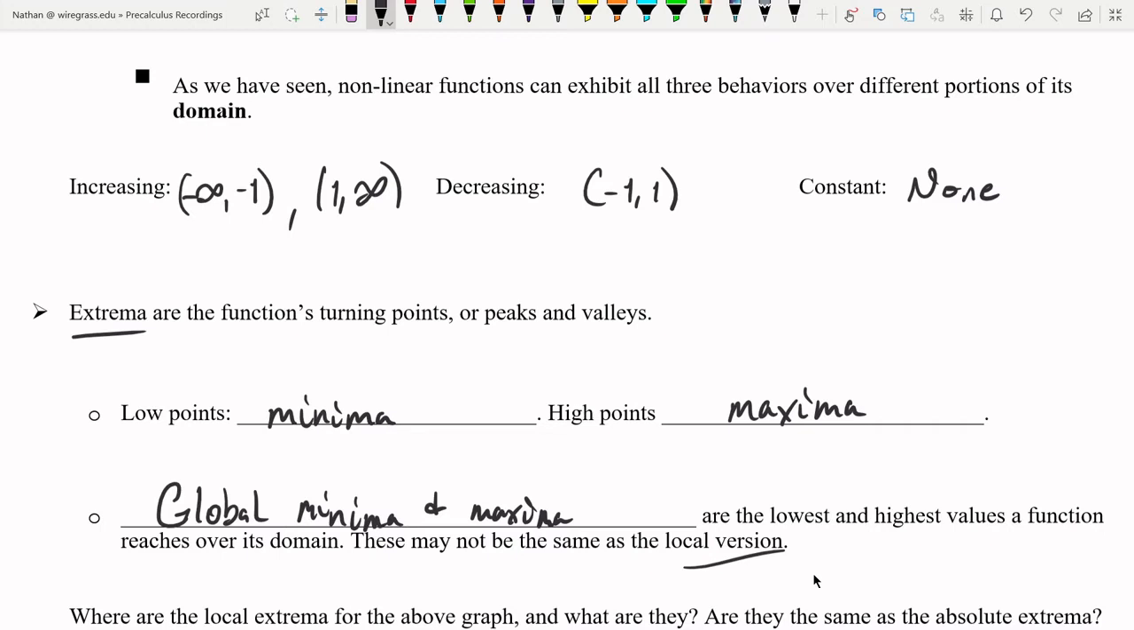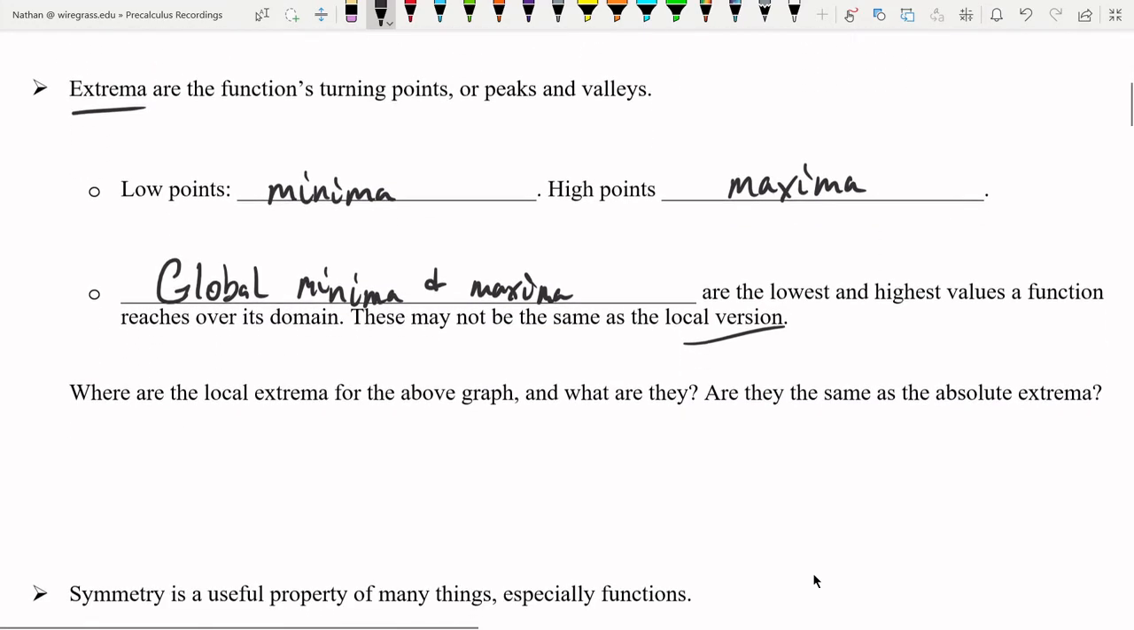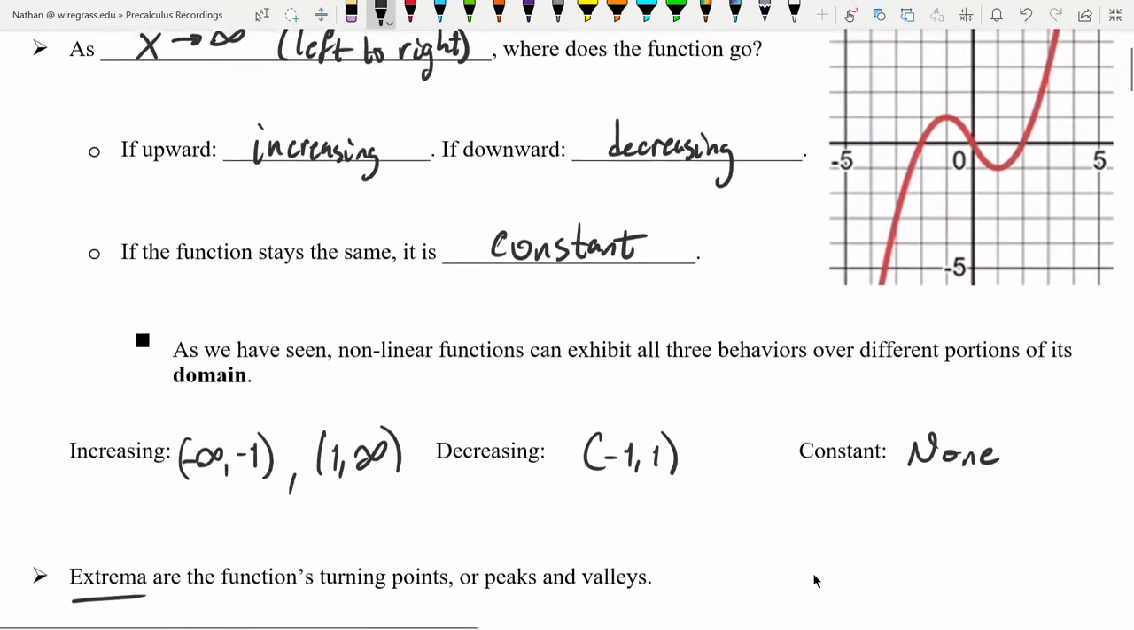But if you view the entire function, then you can see that's actually a global minimum or maximum. So it's important to keep in mind the difference between local and global when you're looking at any kind of function. Okay, where are the local extrema for the graph above, and what are they?